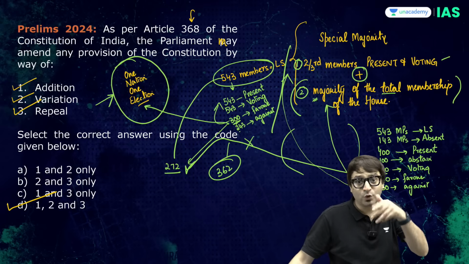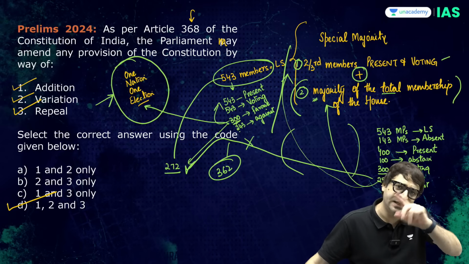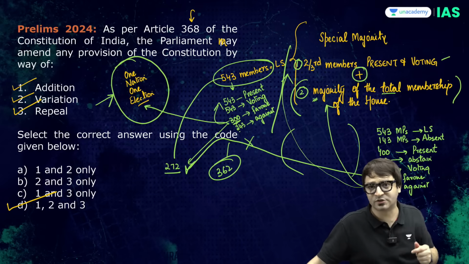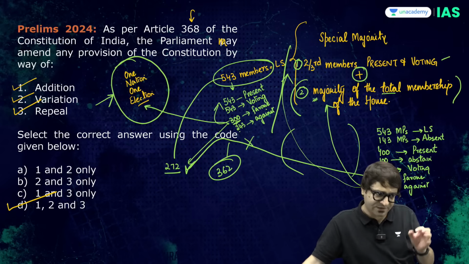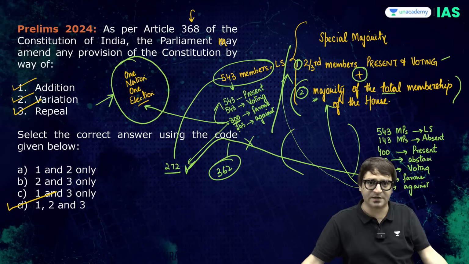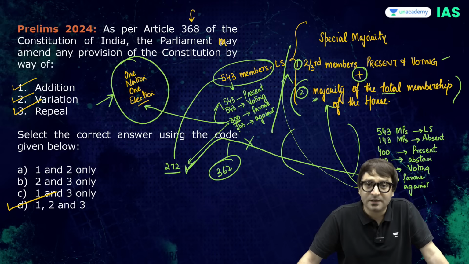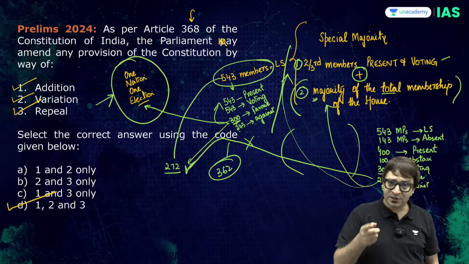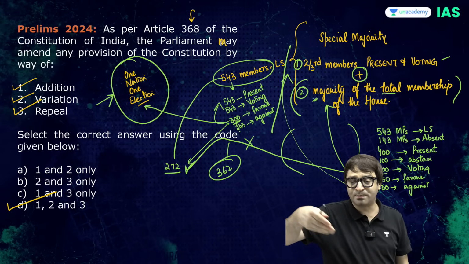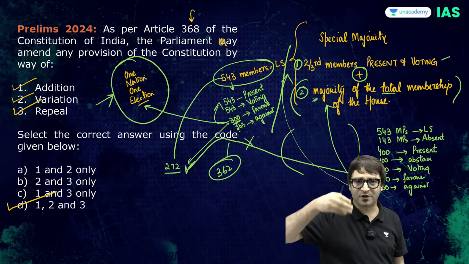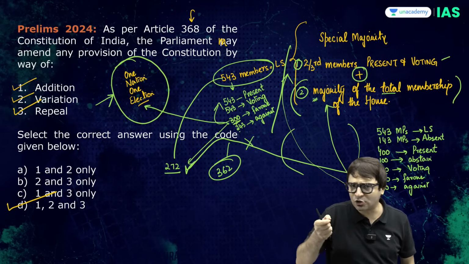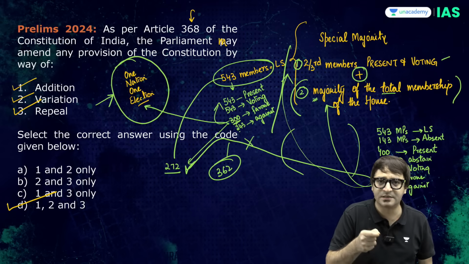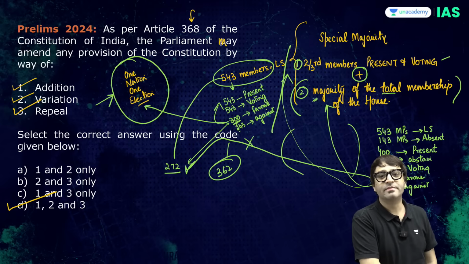Sir, I have a question. What is the question? Sir, in executive, we discuss the president, and there you discuss some of the veto powers of the president. When a bill is presented to the president, he may say, I am signing this bill. Or the president may say, I am not going to sign this bill. Or the president may say, I am going to send this bill back to the Parliament for reconsideration. What sort of veto can be invoked by the president for a constitutional amendment bill? Nothing.